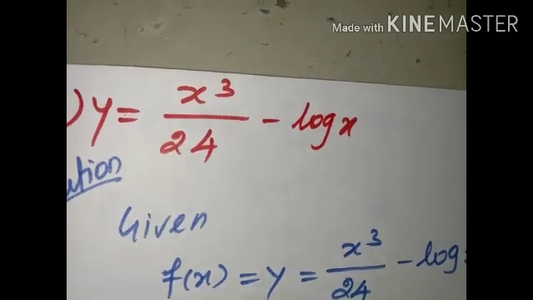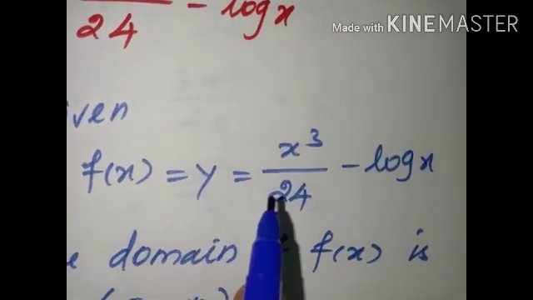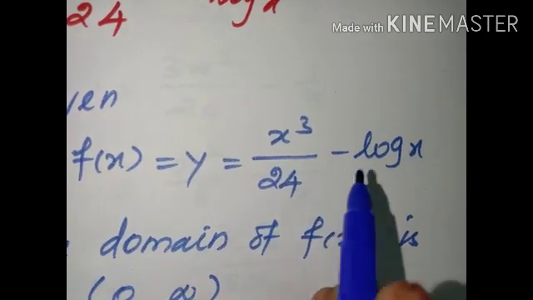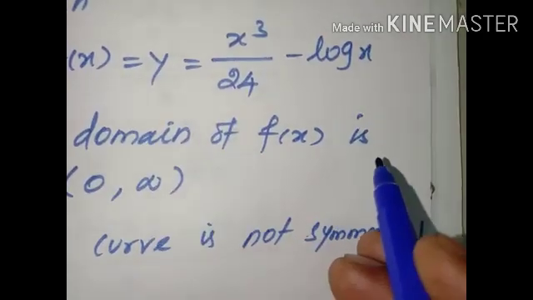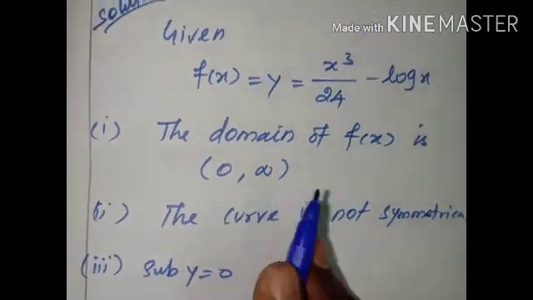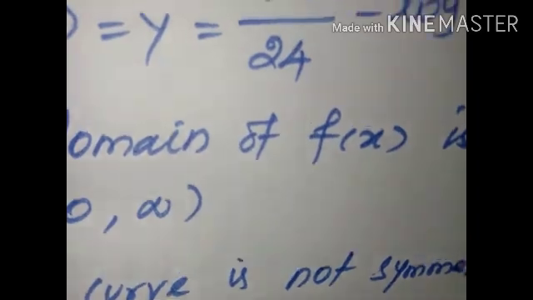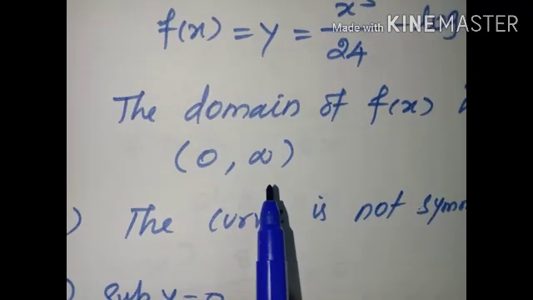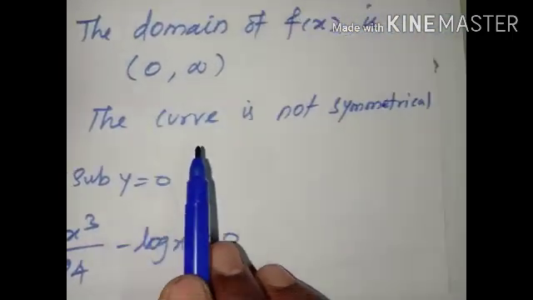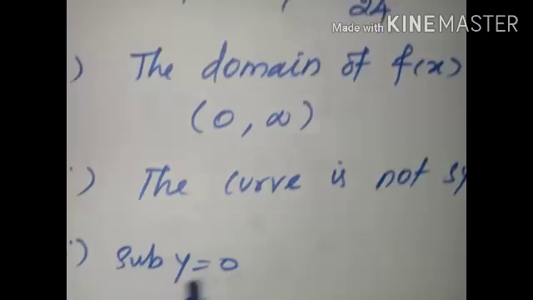given function. Now the solution: given function f of x equal to y is equal to x cube divided by 24 minus log x. The domain of f of x is 0 to infinity, as the log value is not a negative term. Second, the curve is not symmetrical.